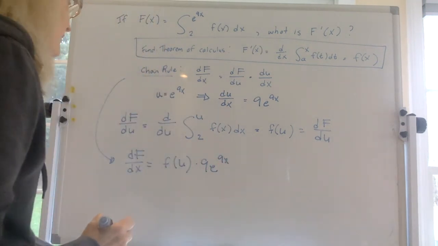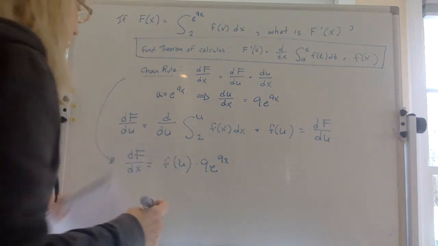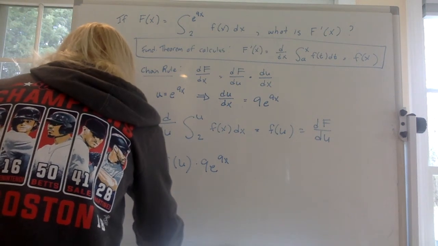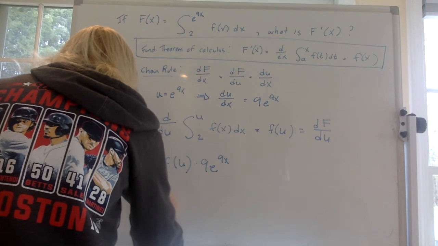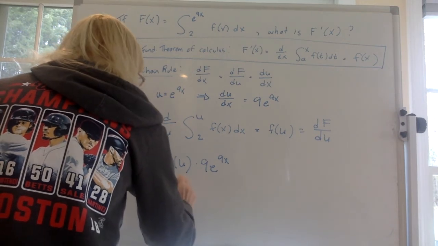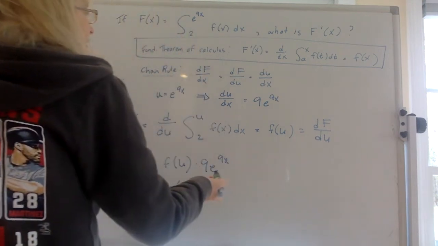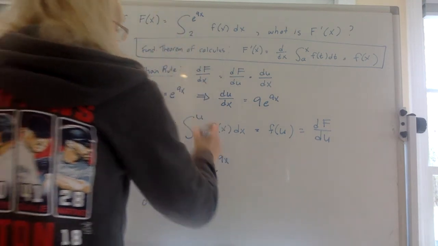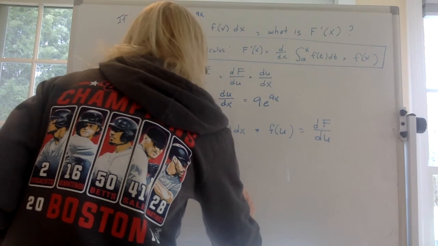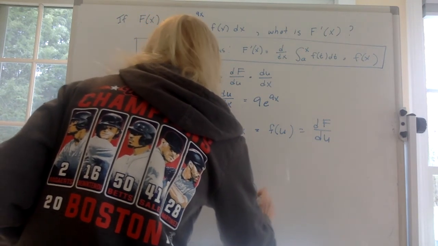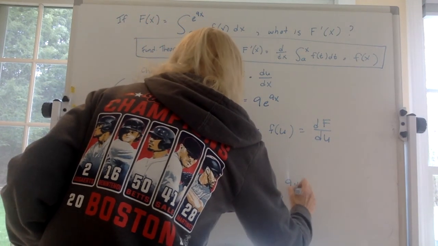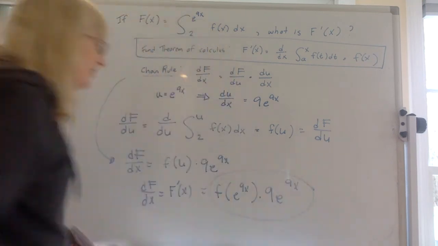So we're almost there. The last thing we got to do is sub our u back. So our dF dx, which is just F prime, that's another way of writing it, is equal to, so instead of a u, we're going to replace u with e to the 9x. So that'll be the answer.